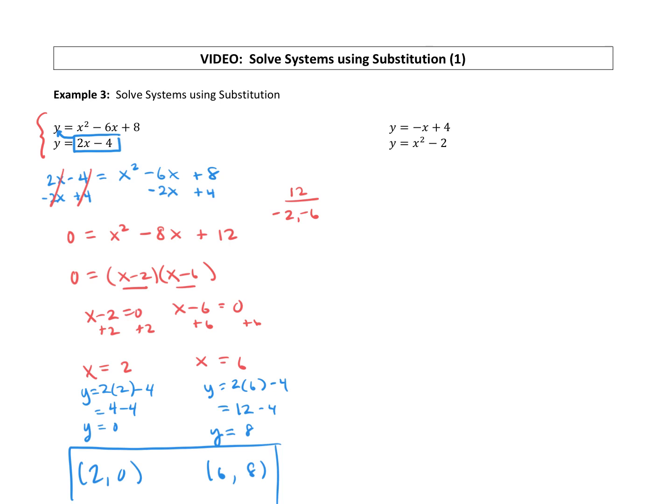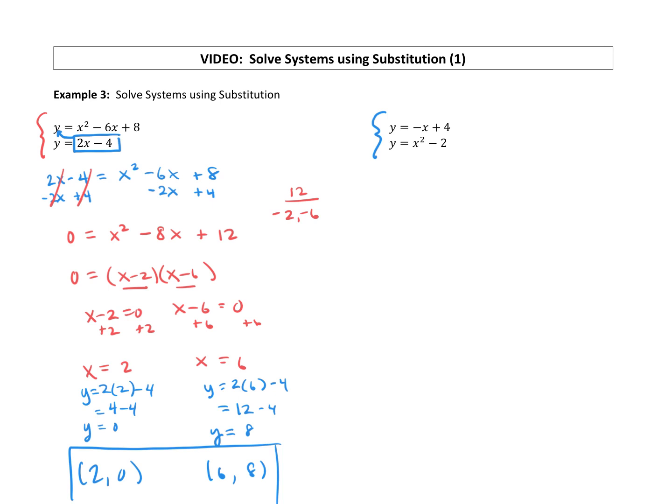All right, let's run through another example. We will go ahead and put our bracket, because for some reason that was not on the system, which is okay. They're telling us it's a system, but I just like them to look consistent.